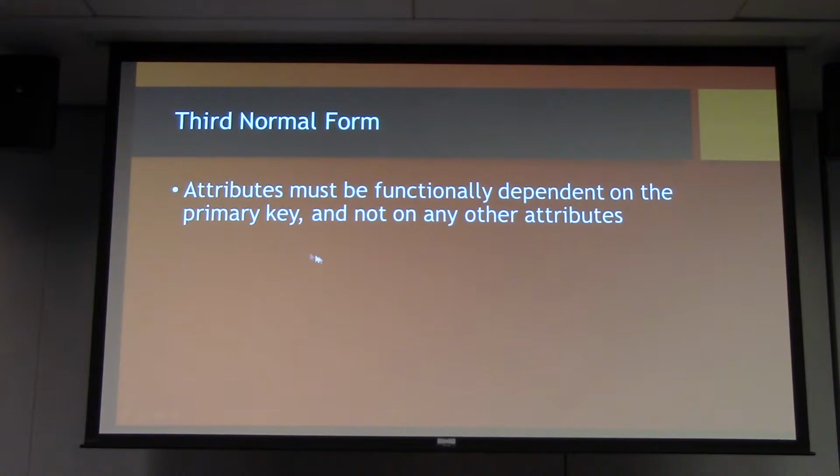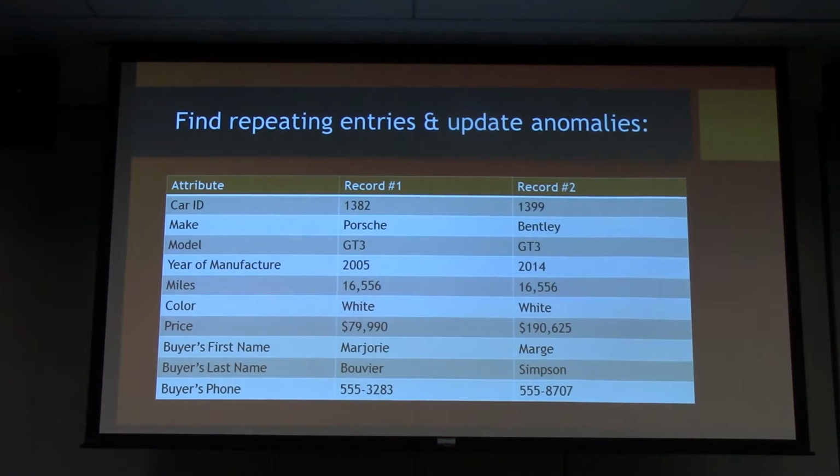Okay. The third normal form states that attributes must be functionally dependent on the primary key and not on other attributes. So examples where we have a problem of that, going back to my car database, the buyer's phone number. If we know the car ID, we know the ID of the car that gets sold. I mean, we could figure out what the buyer's phone number is, but technically the buyer's phone number doesn't depend on the car ID. What does the buyer's phone number depend on?